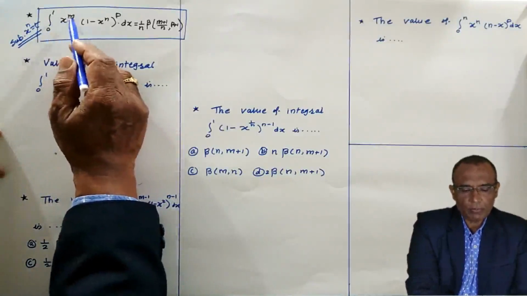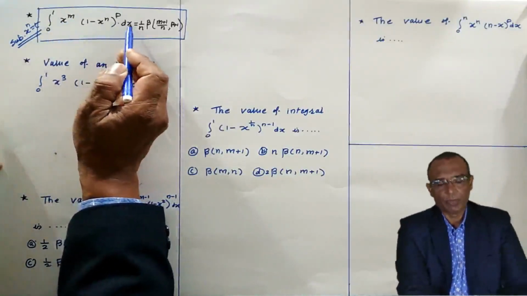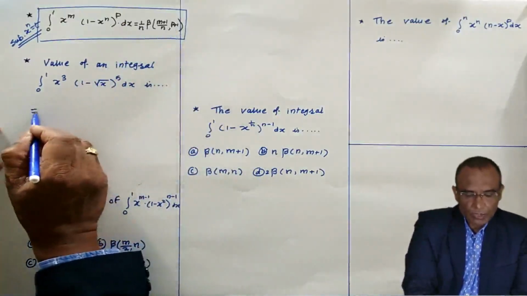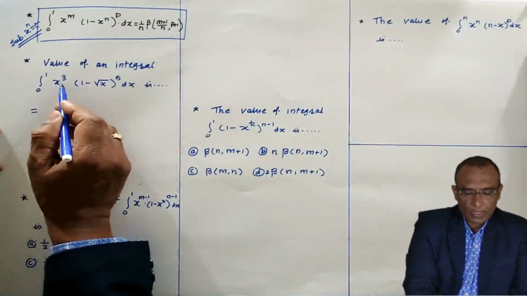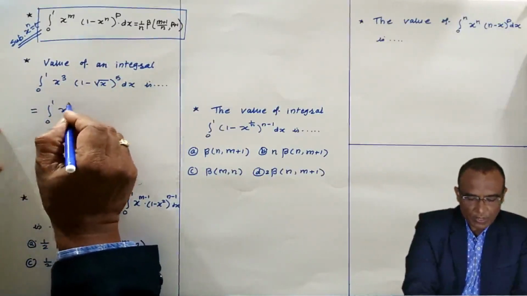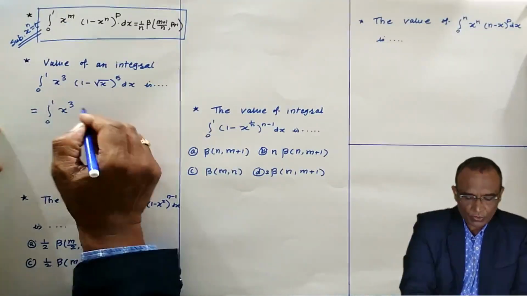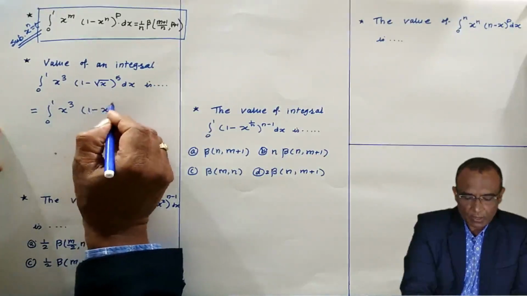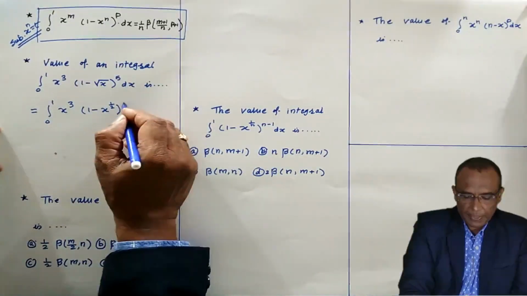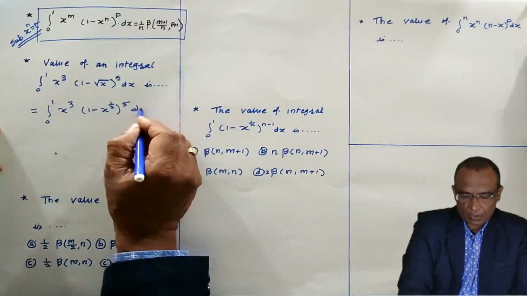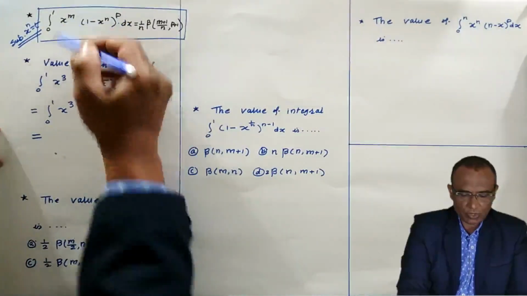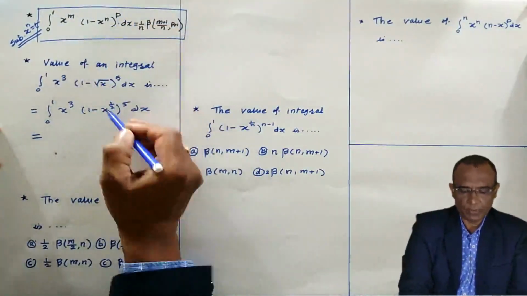0 to 1 x power m, 1 minus x to the power n, raised to power p, with respect to x we have to integrate, is equal to the right hand side. So this integral I am going to evaluate. This integral is similar to this one. See, 0 to 1 x power m, m is 3, 1 minus x power n, n is 1 by 2 and p is 5. So this formula you can directly use. Just simply m is 3, p is 5 and n is 1 by 2.